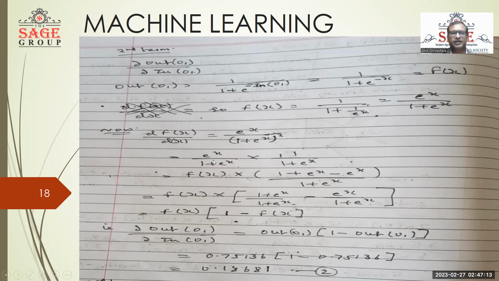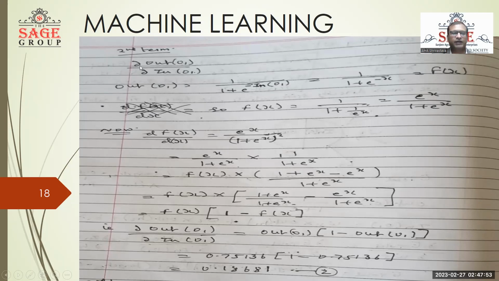Now I can write this term like this: e to the power x upon 1 plus e to the power x into 1 upon 1 plus e to the power x. So this e to the power x upon 1 plus e to the power x is nothing but my f(x), as we have seen here. So I'm writing it here as f(x). This term can be written as 1 plus e to the power x minus e to the power x upon 1 plus e to the power x. So this left hand term 1 upon 1 plus e to the power x will cancel out and it will become 1 minus. In the right hand side, we are left with e to the power x upon 1 plus e to the power x, and it is nothing but f(x). So f(x) into 1 minus f(x).